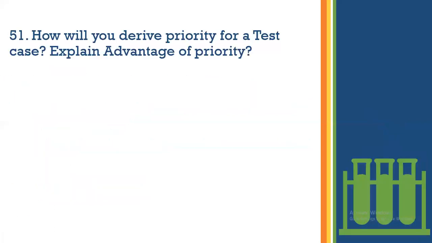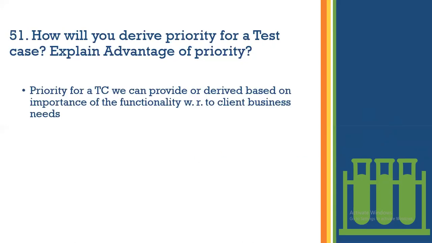How will you derive priority for a test case? Explain the advantage of priority. Another important question. Priority for a test case is derived based on the importance or criticality of the functionality with respect to client business needs. For whichever functionality we are writing a test case to validate, we look at how important that functionality is with respect to client business needs. Based on that, we derive the priority for our test case.